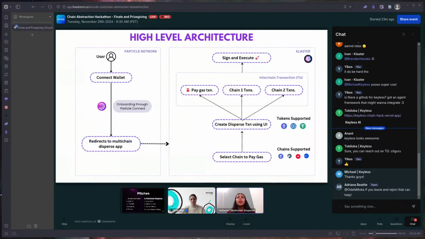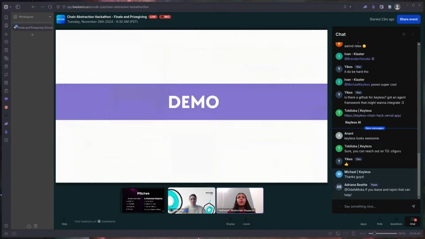I would like to give a quick overview of how an interchain transaction flow works. So when a user is onboarded to the dApp dashboard using the Particle Connect, user has the choice to select the chain to pay gas fee. Then the user can create a dispersed transaction using the dApp UI. Currently, we support these three tokens. A bundled ITX object looks something like this, where the first transaction is always the gas payment transaction. And the user can just click on sign and execute, and all transactions are settled on respective chains. So now let's see all of this in action.